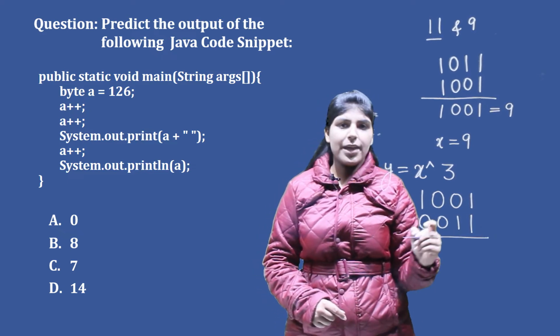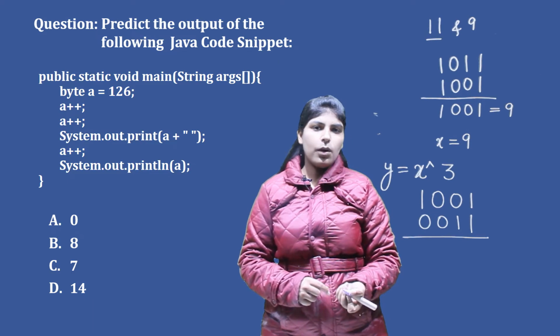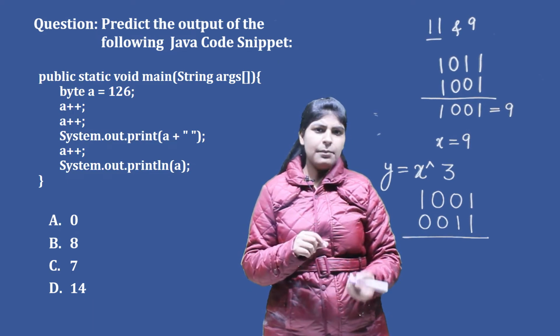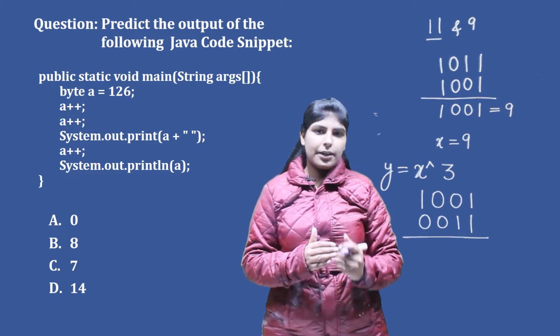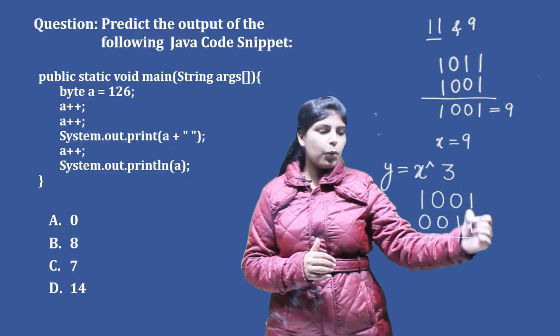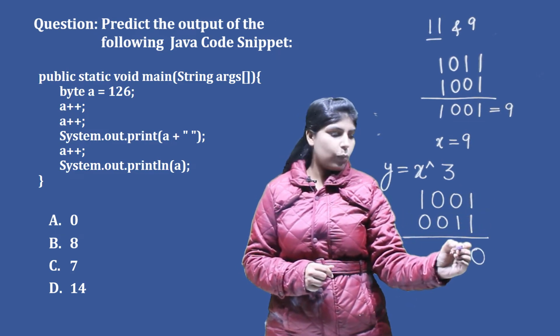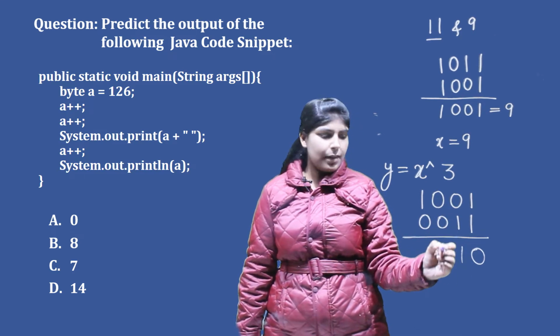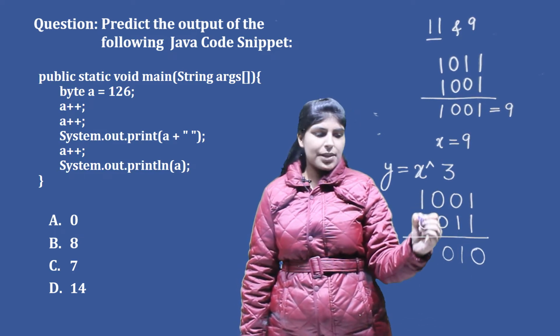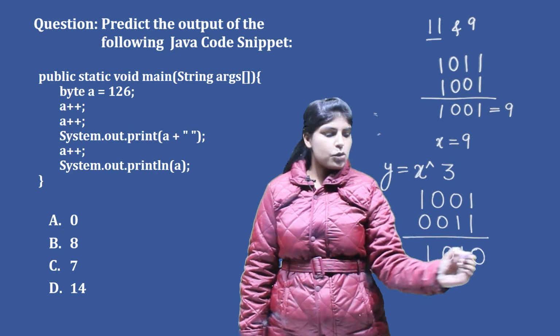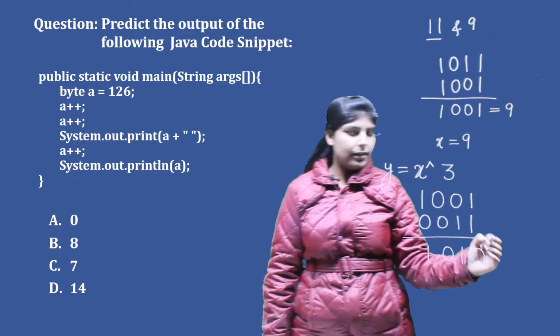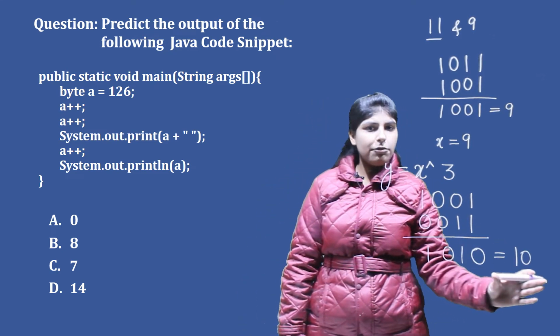Now I have to apply the XOR operator. So how does XOR work? When both the bits are same, it gives 0. When the bits are different, it gives 1. So here both the bits are same, so I'll get a 0 here. Bits are different, I'll get 1. Again bits are same, I'll get 0. Now the bits are different, so I'll get 1. So what is this value? This is 10. So now this is the value of y.